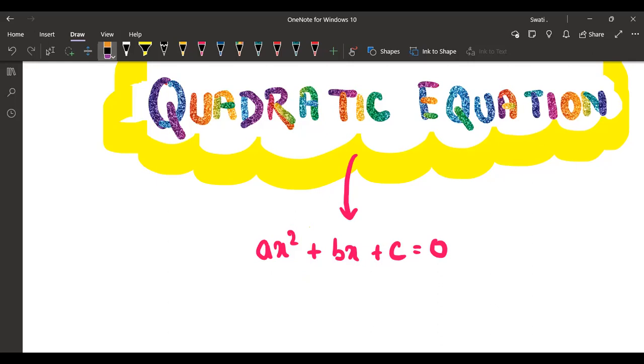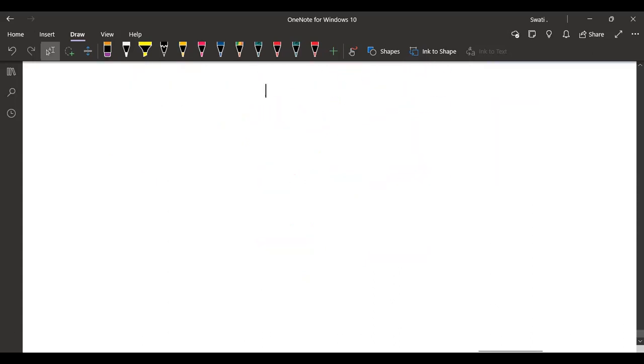In today's video, we are going to do the quadratic equation questions using middle term split. There is one more way to solve quadratic equation questions, that is using the quadratic formula. But here I'm going to solve all the questions by using the middle term split.